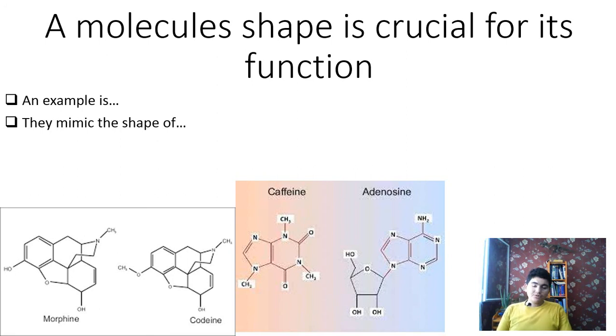So, in conclusion, the role of molecular shape in brain chemistry illustrates how biological organization leads to a match between structure and function, which is one of biology's unifying themes.